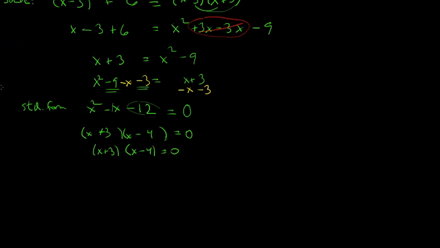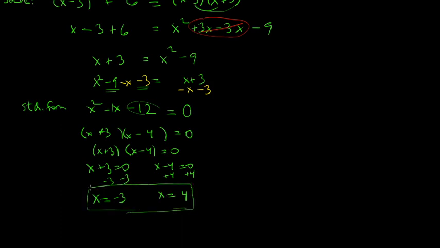Okay, now we're almost done. We just set each factor equal to 0, right? If x plus 3 equals 0, then we can take away the 3 from both sides. That gives us x equals negative 3. Likewise, if x minus 4 equals 0, the opposite of subtracting 4 is adding 4, so that gives you x equals positive 4. And that should do it, right? That should solve the original equation, x equals negative 3 and x equals 4.